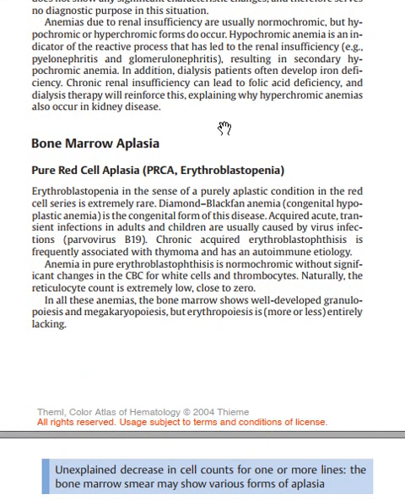Now the next is bone marrow aplasia, anemia from bone marrow aplasia. So you can have a pure red cell aplasia, that is erythroblastopenia. So in the bone marrow you are going to have erythroblastopenia.